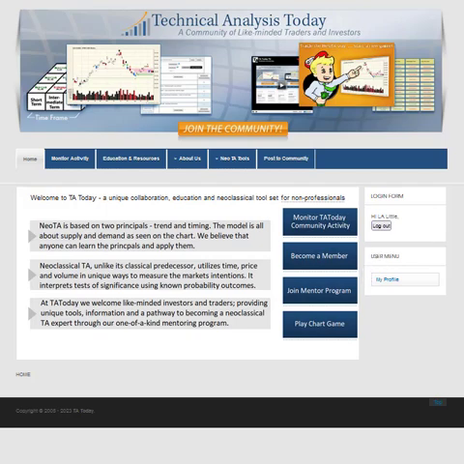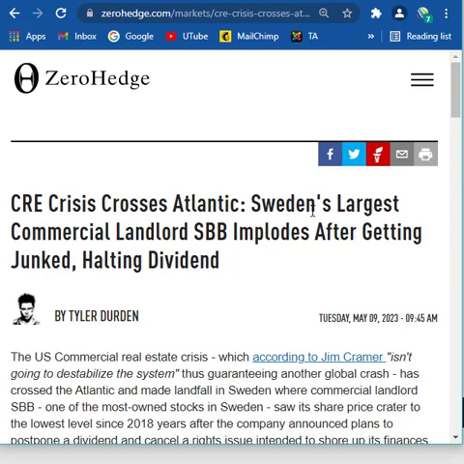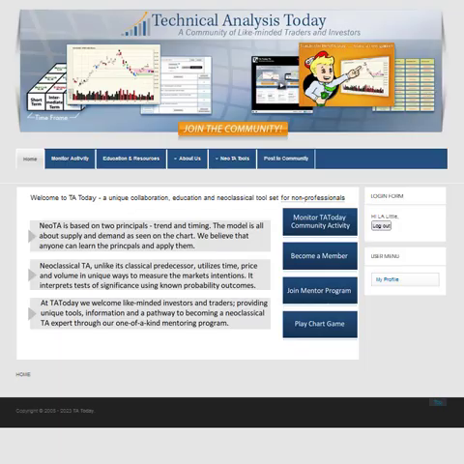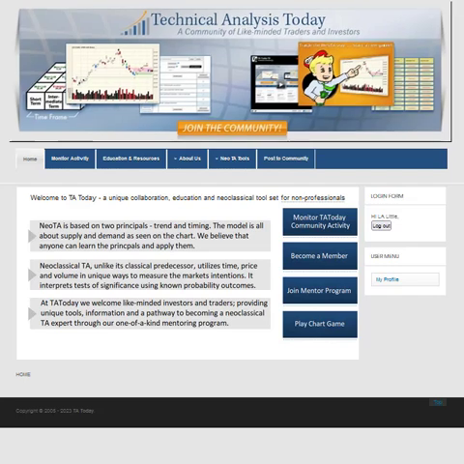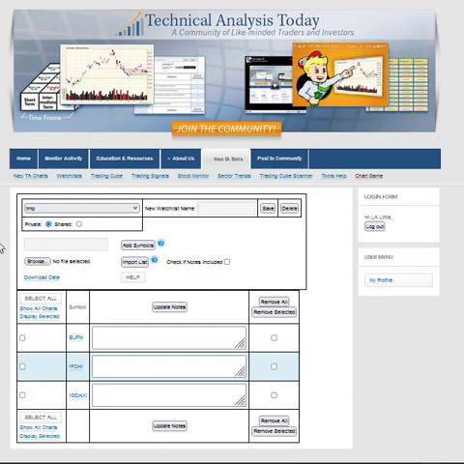I was looking at Zero Hedge I guess a couple days ago, and I saw this article talking about commercial lending over in Europe having problems. And I thought to myself, well, if they're having problems, then maybe there's a trade there, so let's take a look. So if we click here, I've set up the three symbols I'm interested in. So EUFN is the symbol for the European banks.